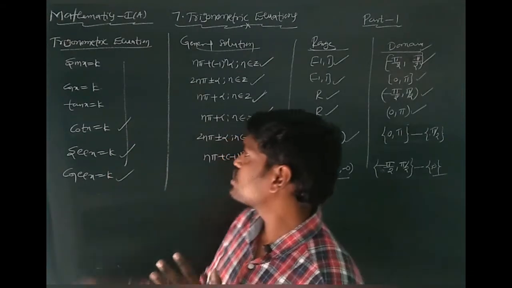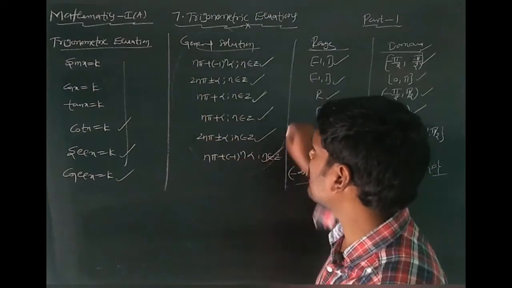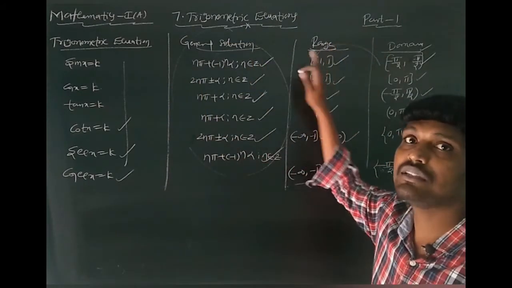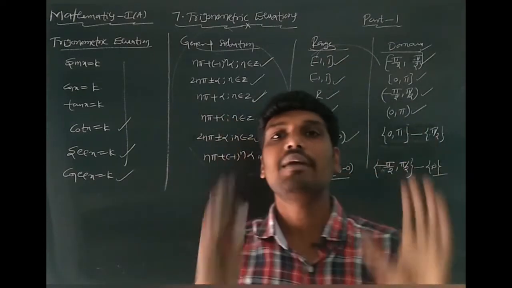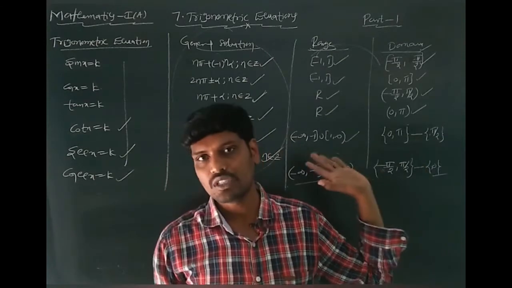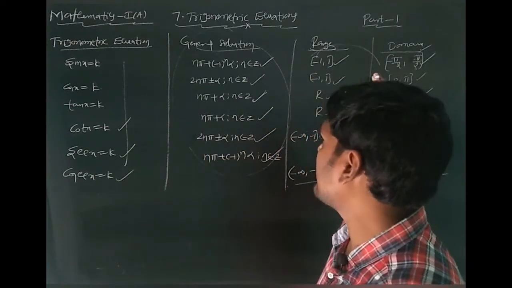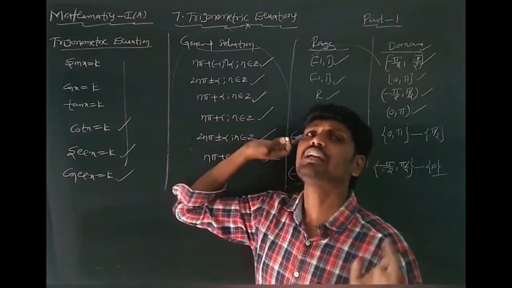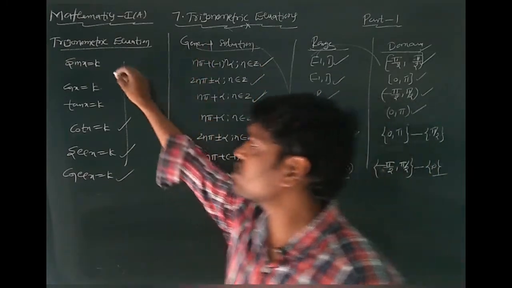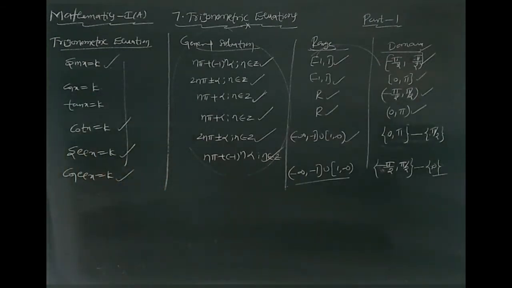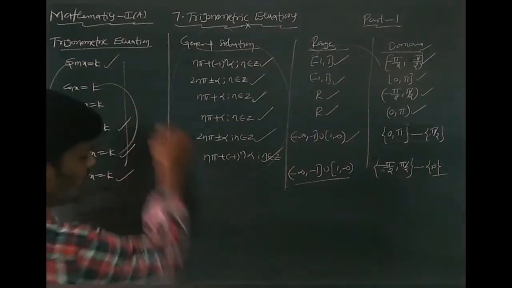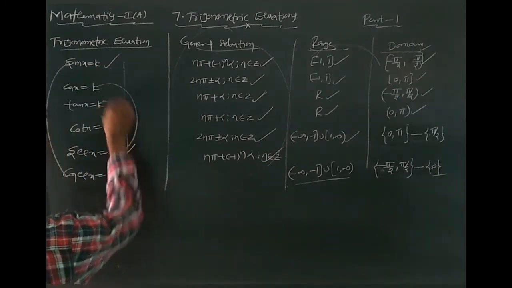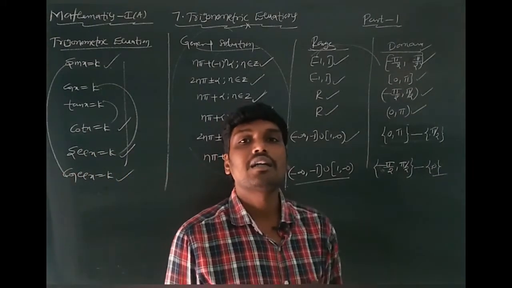See students, observe, these general solutions are very important. The intervals are not as important, but only within this range and domain does the trigonometric equation have a general solution, otherwise no general solution. That's why you should read and write these general solutions perfectly. The sin x is equal to k general solution corresponds to cosecant x is equal to k. Similarly, cos x is equal to k corresponds to secant x is equal to k, and tan x is equal to k corresponds to cot x is equal to k.